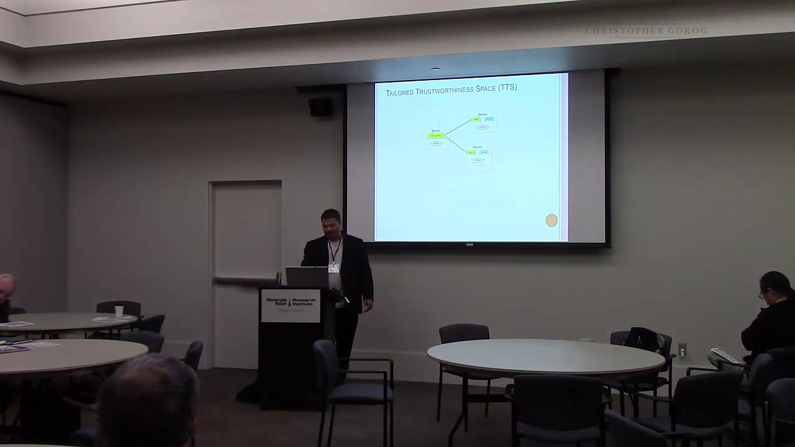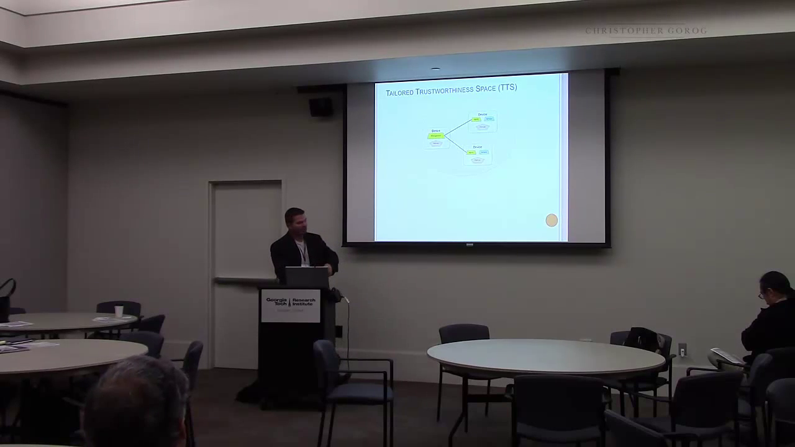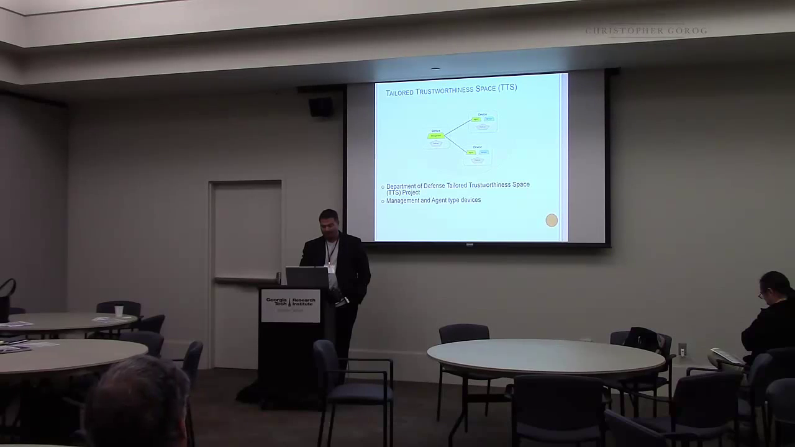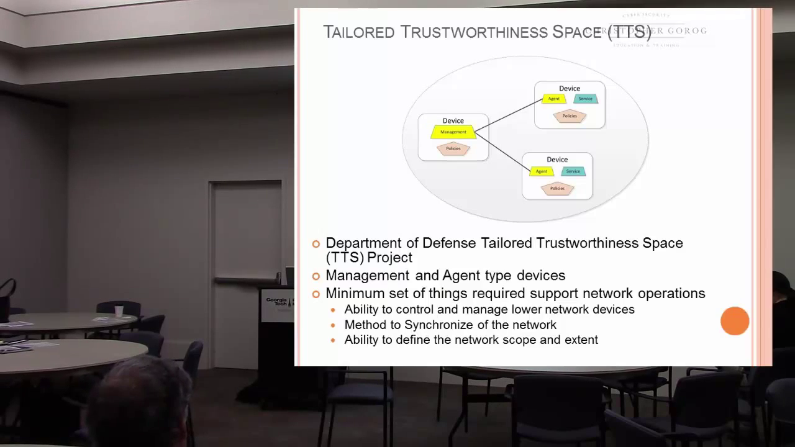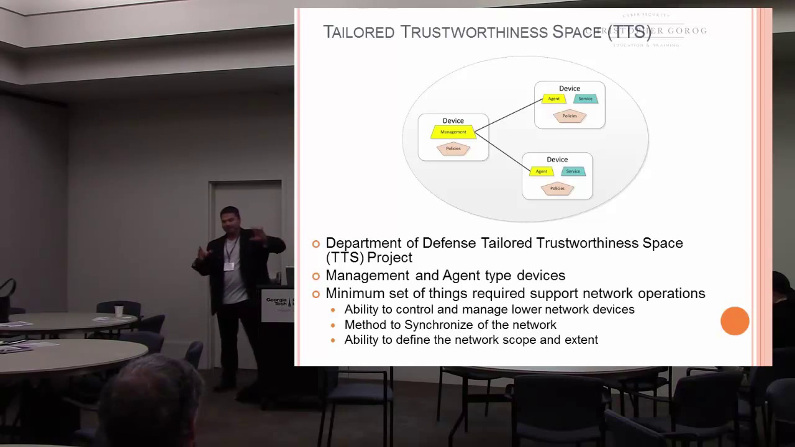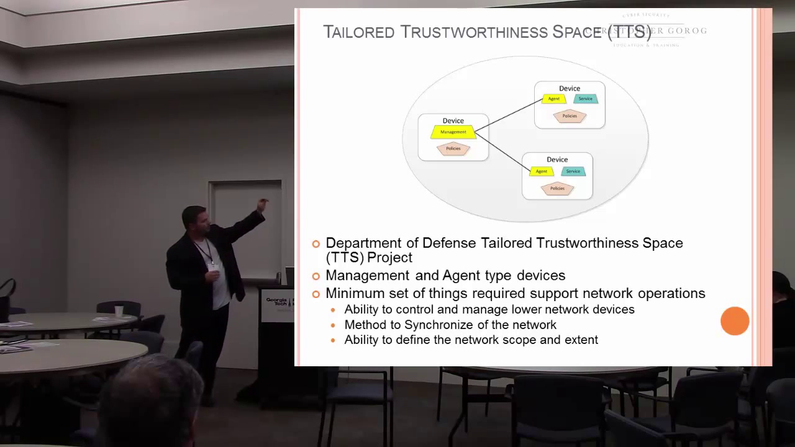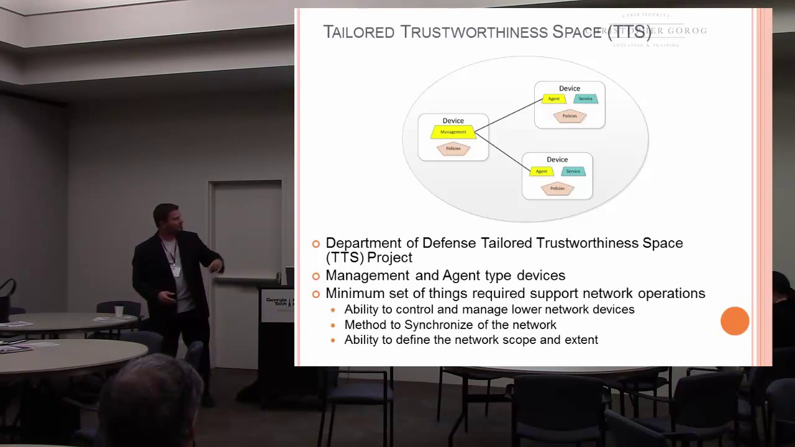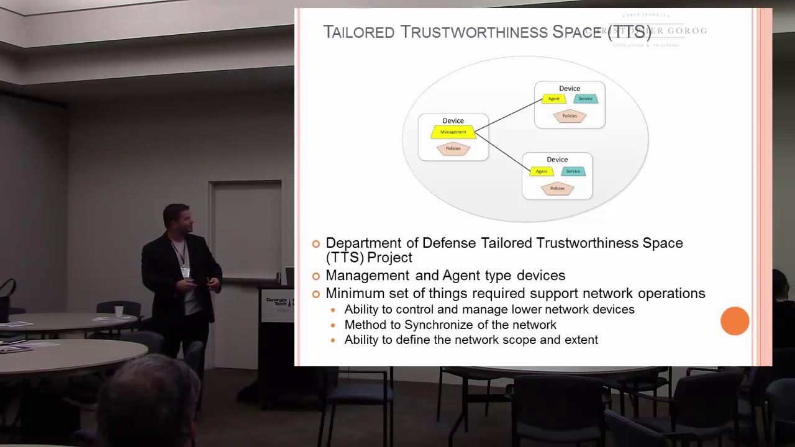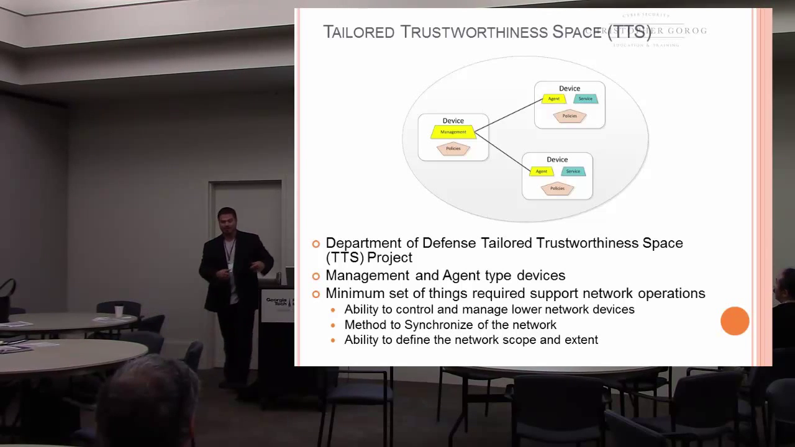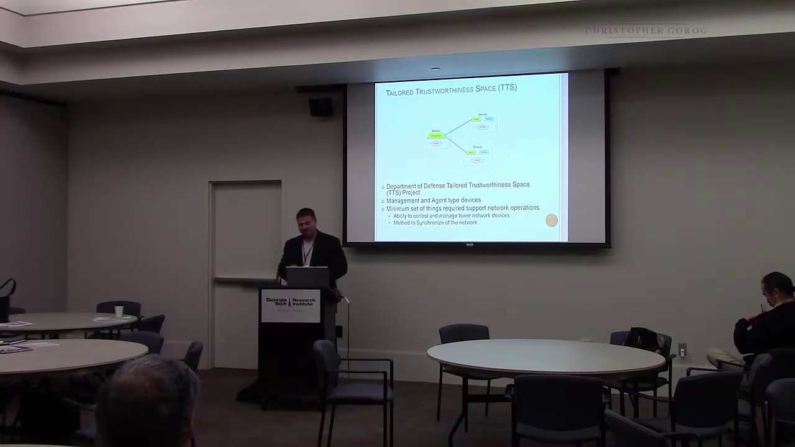Now, I don't know if anybody's familiar with a project by Tailored Trustworthiness Space. It was a DoD project where they looked at what's required for each device on a network, on an embedded system network, on a SCADA network, whatever. I think they were mostly looking at SCADA. There's a device and then downstream devices, and the device would have some management, and some devices would be agent devices, and then they would have services, but all of them would have a set of policies.